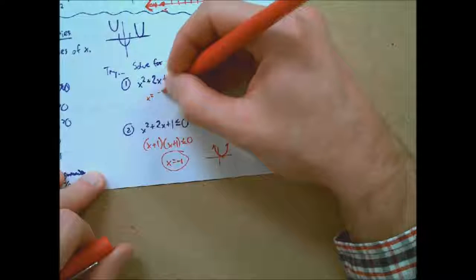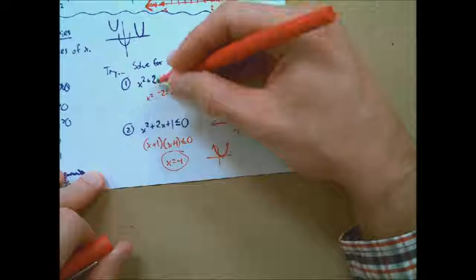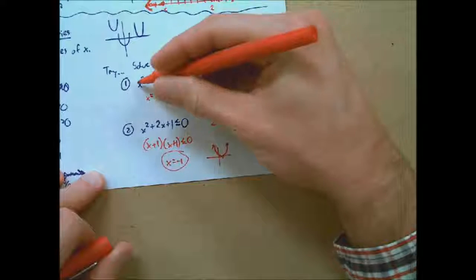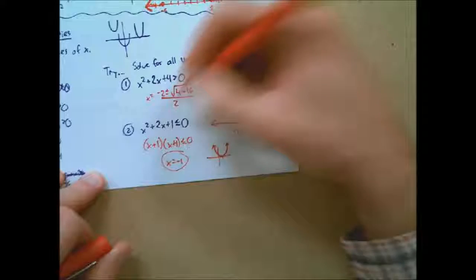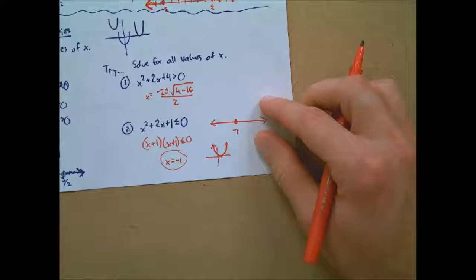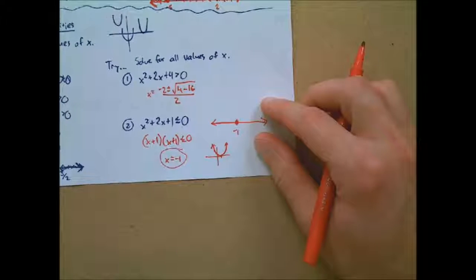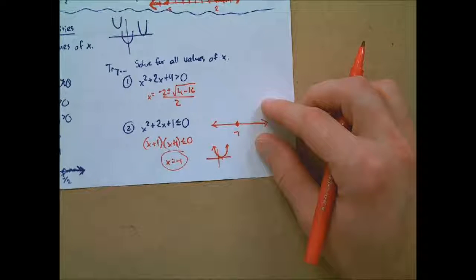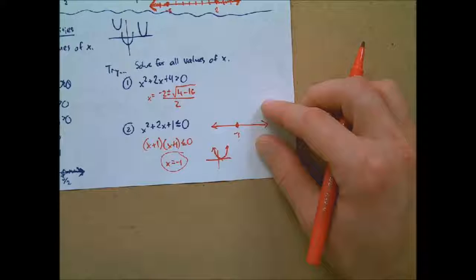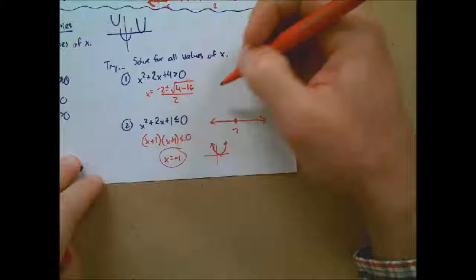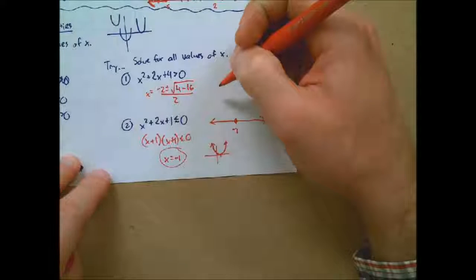-2 plus or minus the square root of b squared, so that'll be 4 minus 4 times 1 times 4, so minus 16, all over 2 times 1, 2. That's what you got. What does this result in? What are we going to end up with? That 4 minus 16 is going to be negative, right? So it's imaginary. So we're going to end up with these imaginary solutions. There's no zeros.